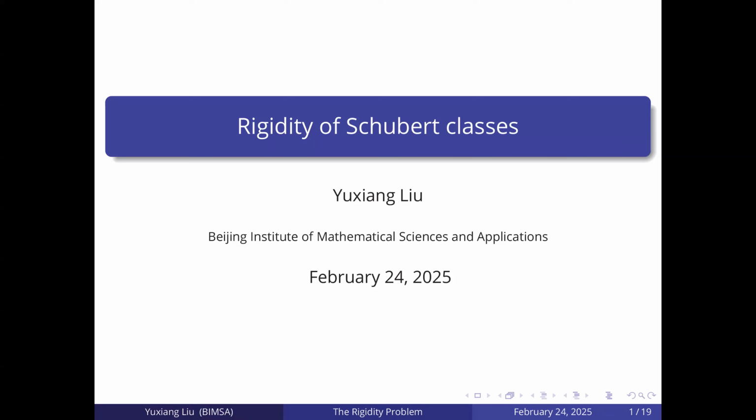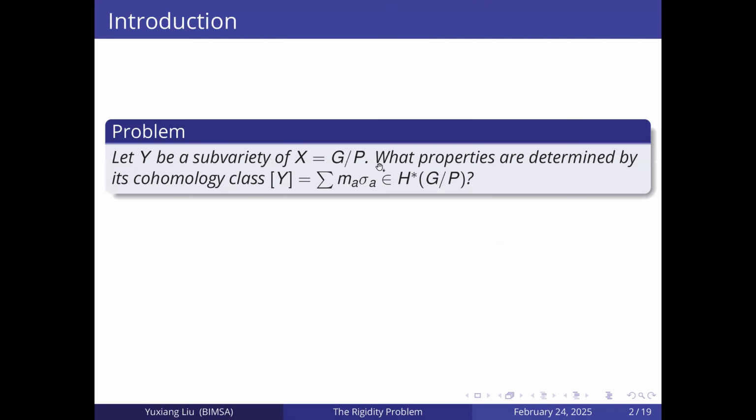Thank you for the introduction. I'm going to talk about the rigidity of Schubert classes. The key question of this talk will be the following. We consider a rational homogeneous variety X, where G is a reductive group and P is a parabolic. Then we take a subvariety Y of X.